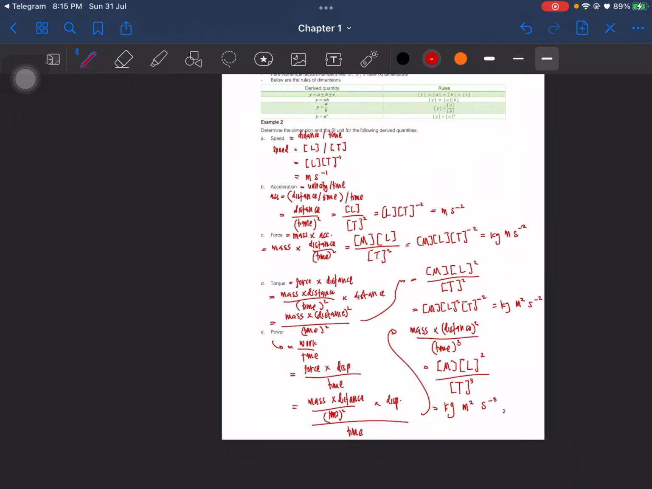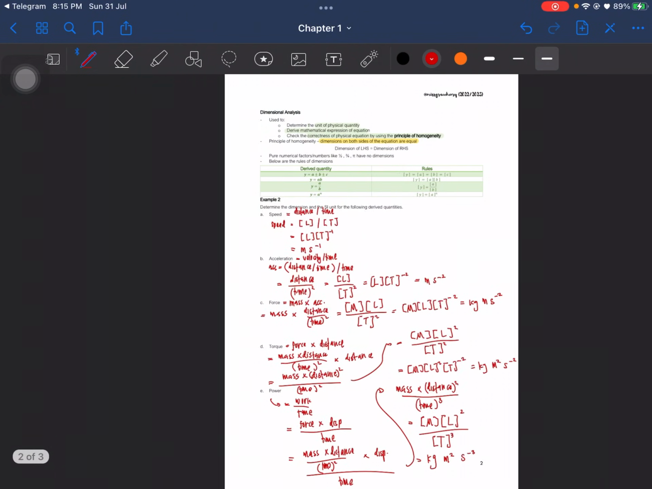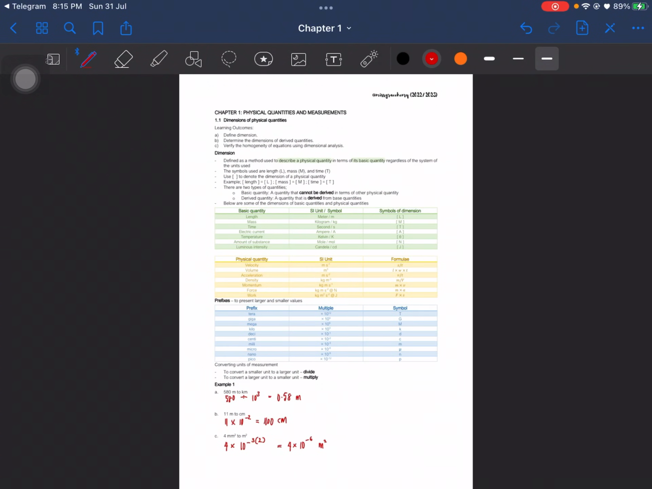So that is how you do the dimensional analysis for all five of these. That is the end of our first subtopic.